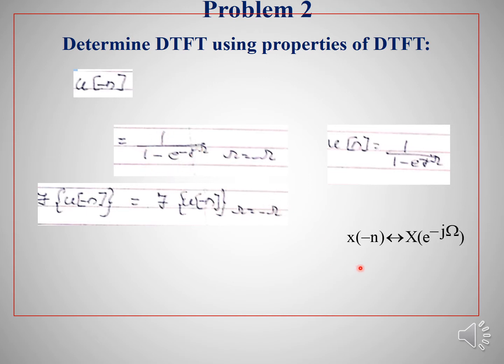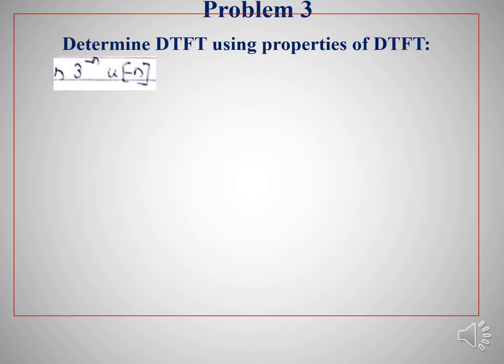x[-n] would give X(e^(-jω)), equivalent to the time reversal property. Therefore, the answer would be 1 divided by 1 minus e^(-jω) with minus ω substituted for ω. Hence, the solution for u[-n] would be 1 divided by 1 minus e^(jω). Let us go on to the next problem.